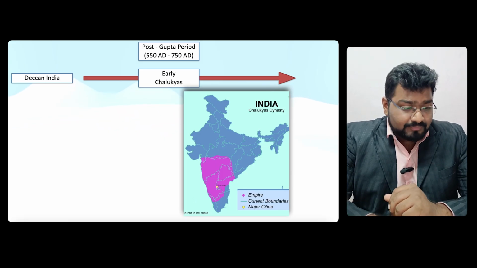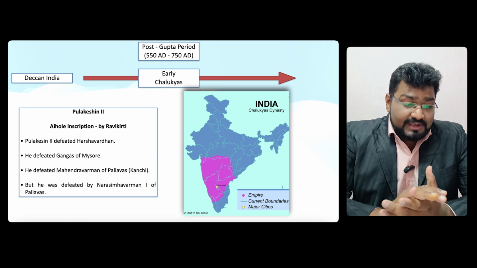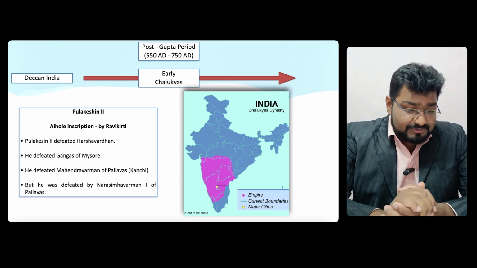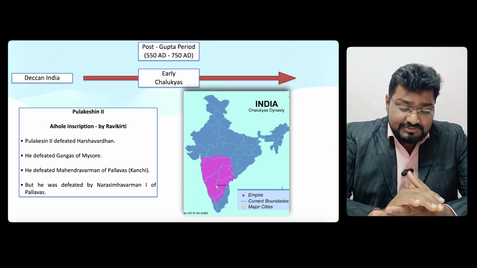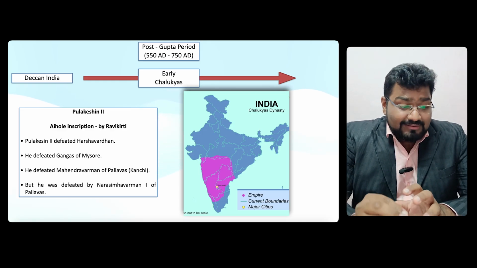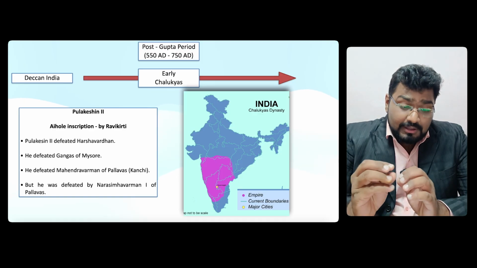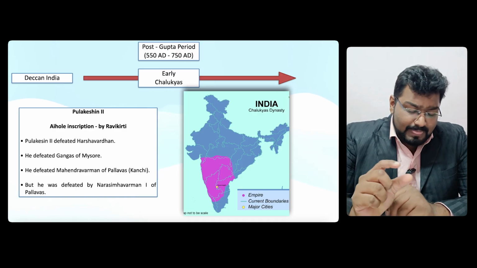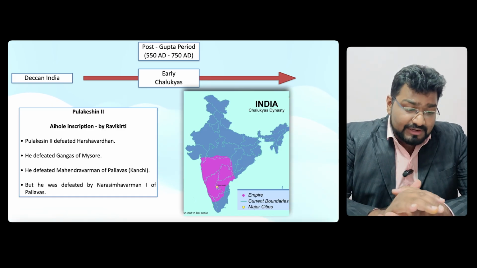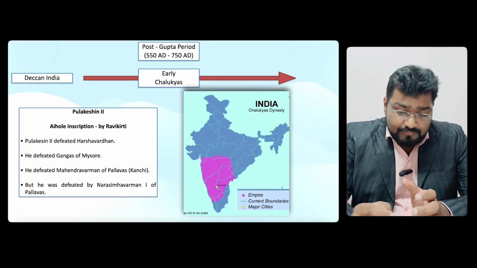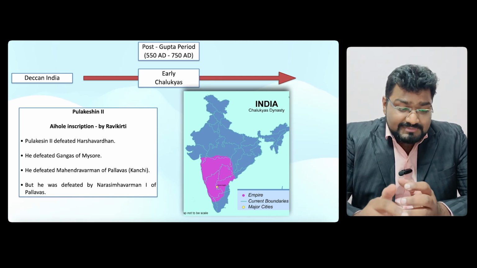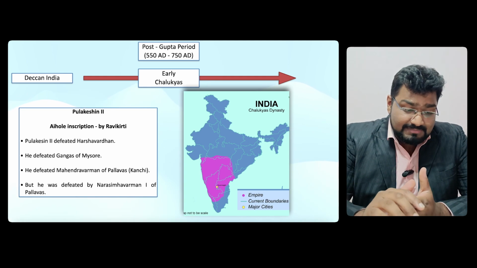region, right? Now we need to understand that Pulkeshin II was the most famous king. Remember, the Aihole inscription by Ravi Kirti, which mentions Pulkeshin II. Now Pulkeshin II defeated Harshavardhan. He defeated Ganga of Mysore. So Ganga dynasty was ruling in between the regions of Andhra Pradesh and Karnataka. तो वहाँ पे जो Ganga dynasty थी उनको defeat कर दिया. He defeated Mahendra Varman of Pallavas, which ruled from Kanchi. Okay, but it also needs to be remembered that he was himself defeated by Narasimha Varman I of Pallavas.